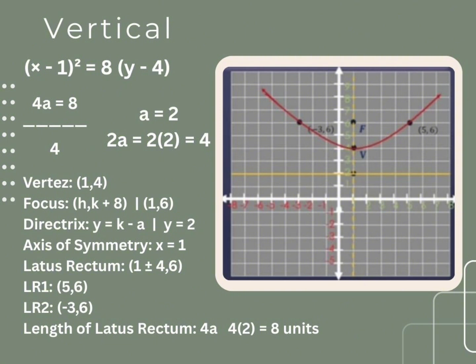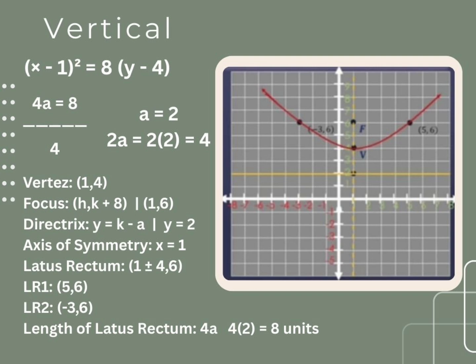Divide both sides by 4. a = 2. We also need 2a when we find the latus rectum. We get 4 because we replace the a with 2, then multiply.